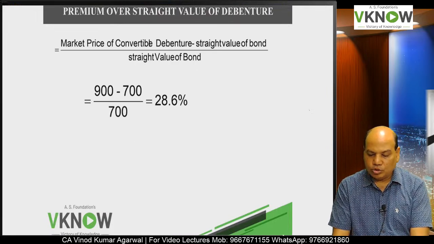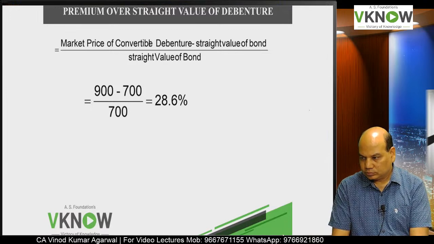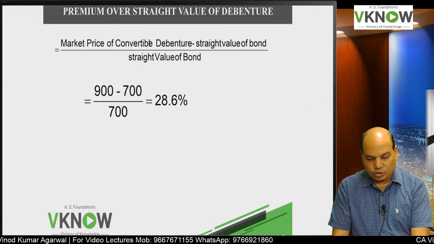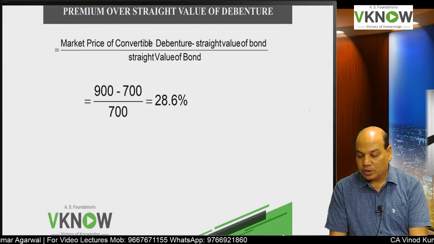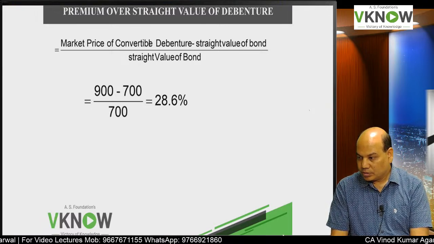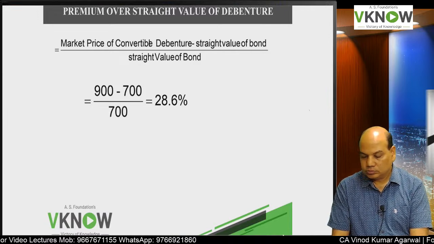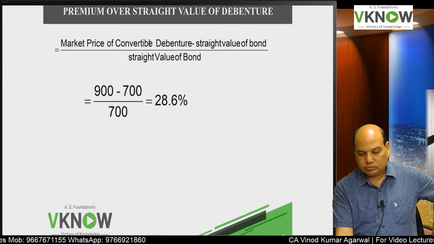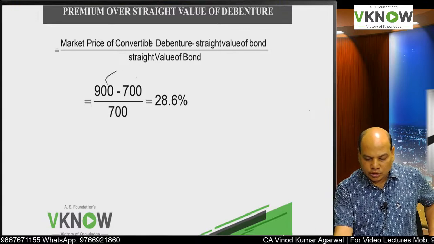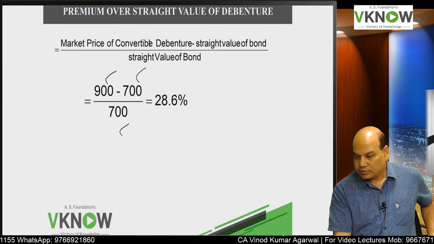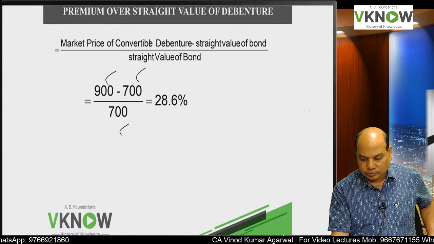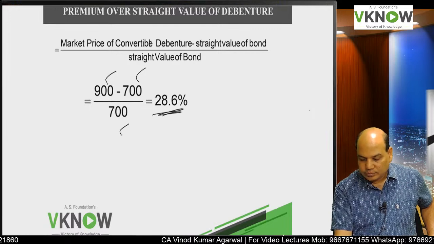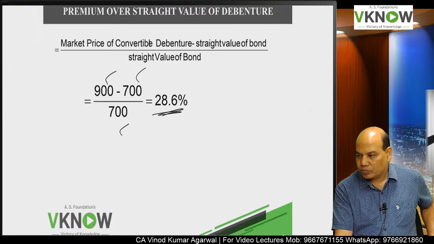Next answer, write down premium over straight value of debenture. Please complete the homework today itself, don't delay. Market price of convertible debenture minus straight value of bond upon straight value of the bond. 900 is given, 700 is also given. Both are in the problem. Check the answer. Is it 28.6%? Right? Okay.